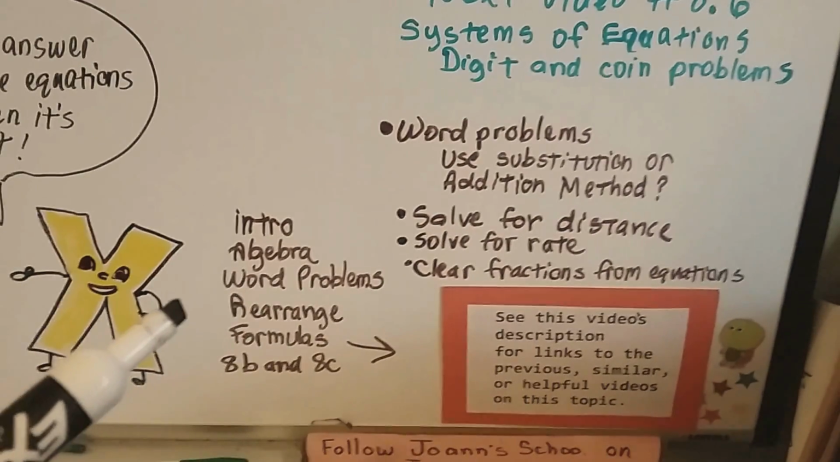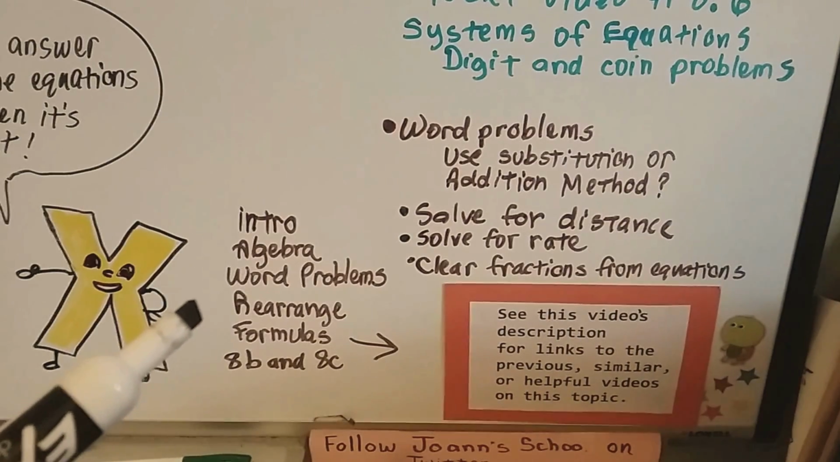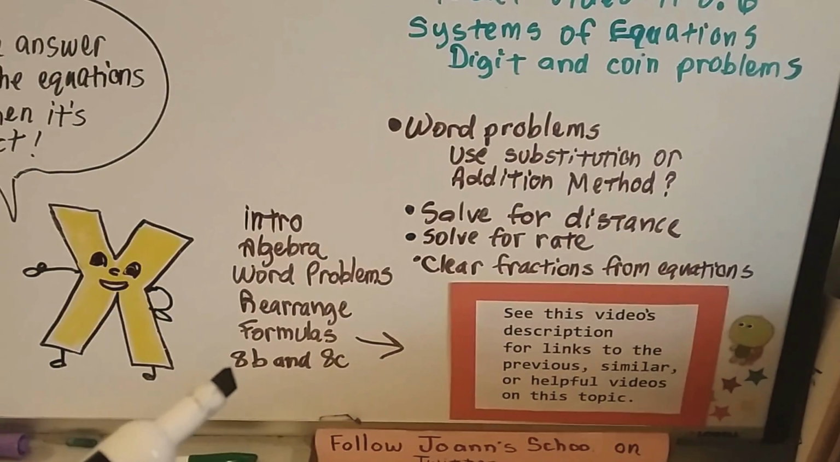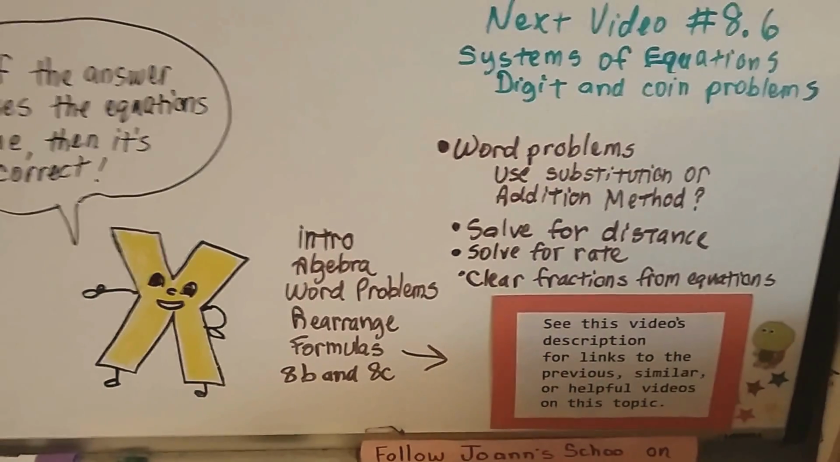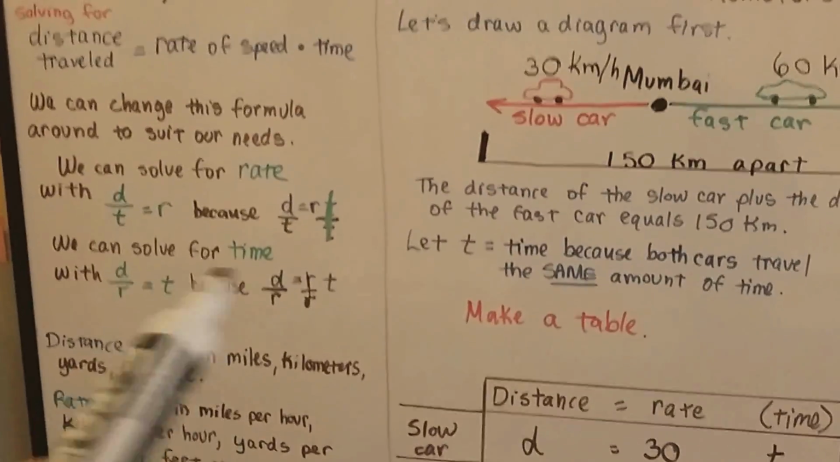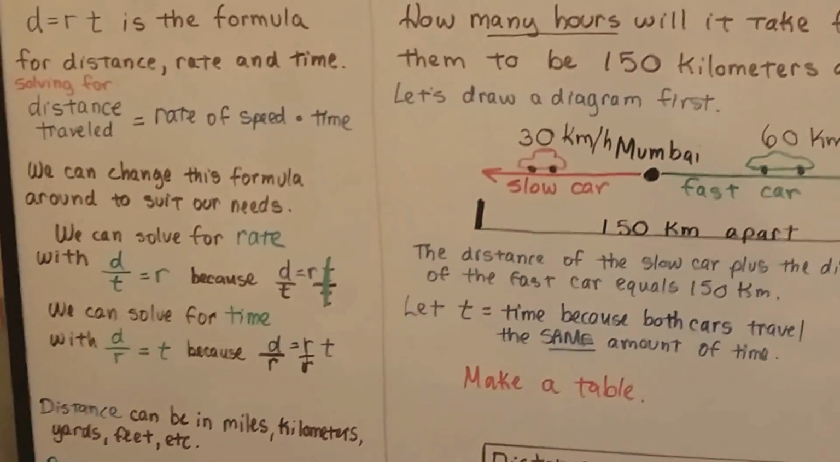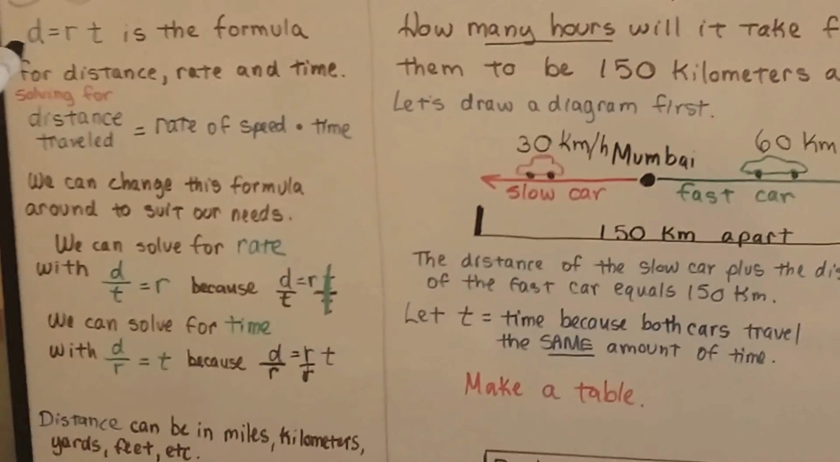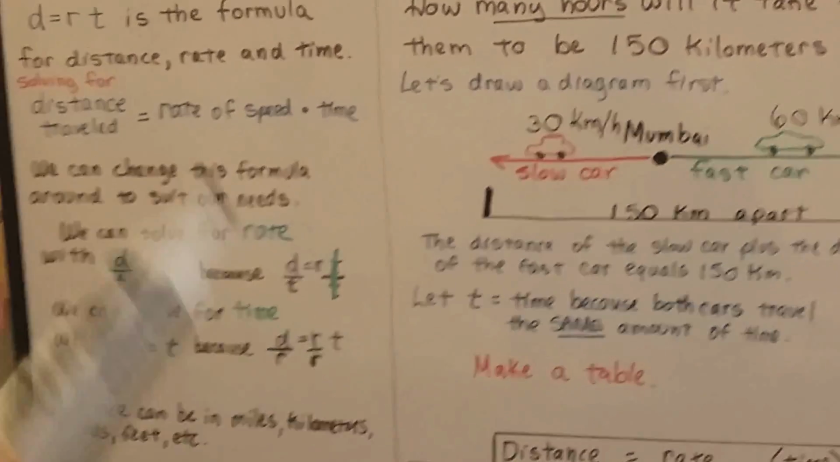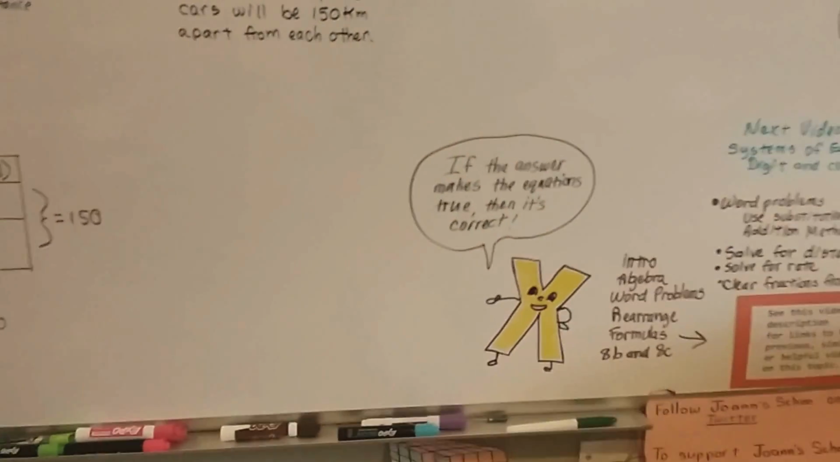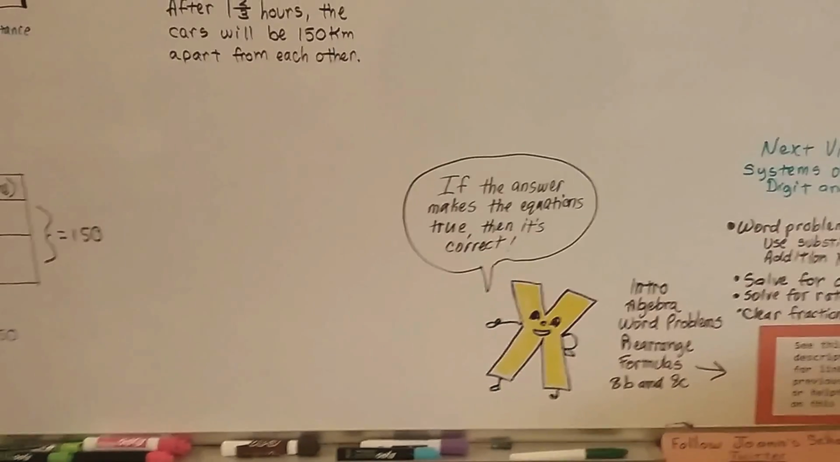And I'm also putting a link to Intro Algebra Word Problems, Rearranging Formulas, number 8B and 8C in my Intro Algebra playlist, word problem playlist. Because sometimes you have a formula and you need to rearrange it, so that you could solve it for the variable that you need. Like this one is being solved for d for distance, but we need to change it to solve it for t. See? So these two videos, 8B and 8C, are going to help you figure out how to rearrange formulas.